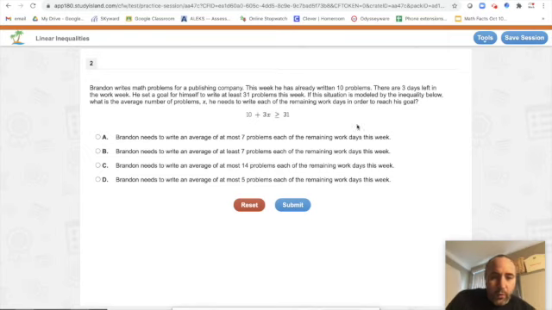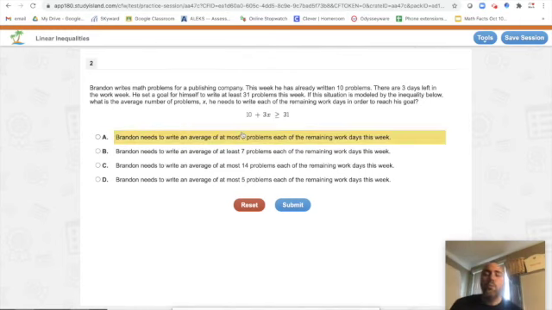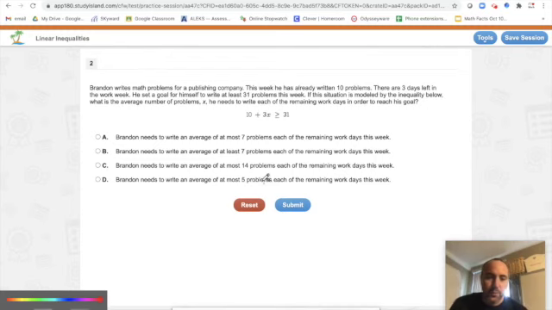So moving on to this word problem here. Brandon writes math problems for a publishing company this week. He has already written 10 problems. There are 3 days left in the work week, so he set a goal for himself to write 31 problems this week. So that's what the inequality is talking about. So the first one, he already has 10 problems, and then he's got 3 days. And what he wants to figure out is how many problems does he have to write each day in order to reach his goal of 31 here.